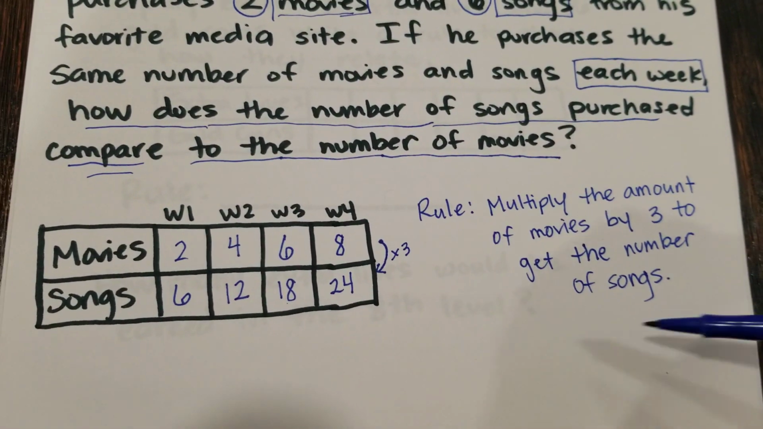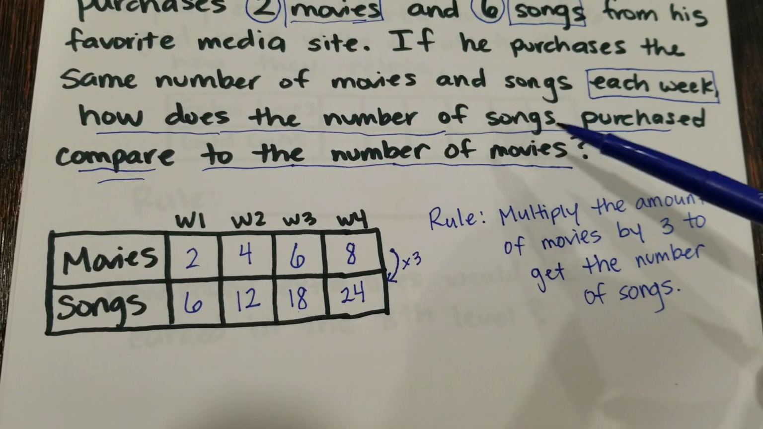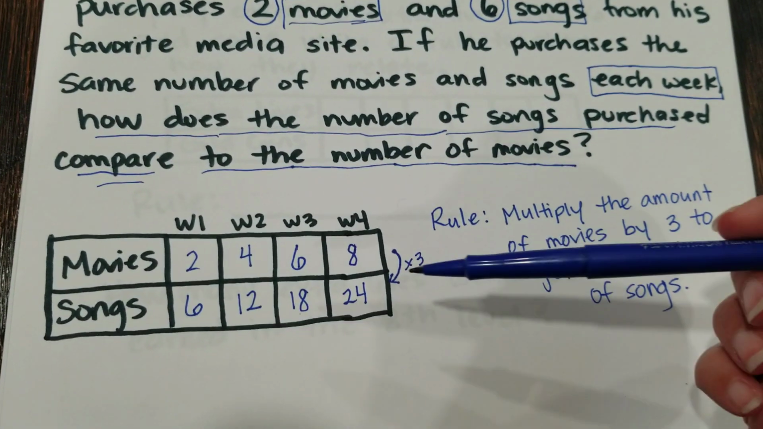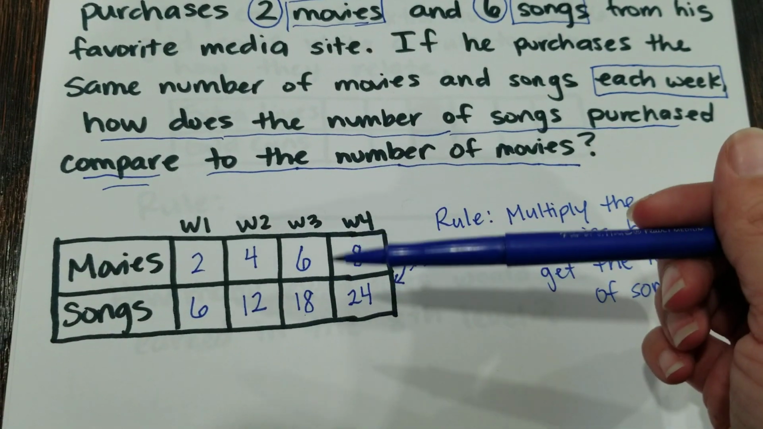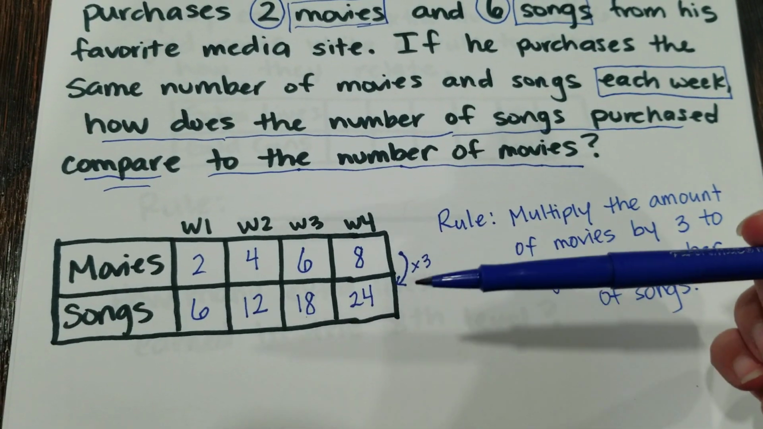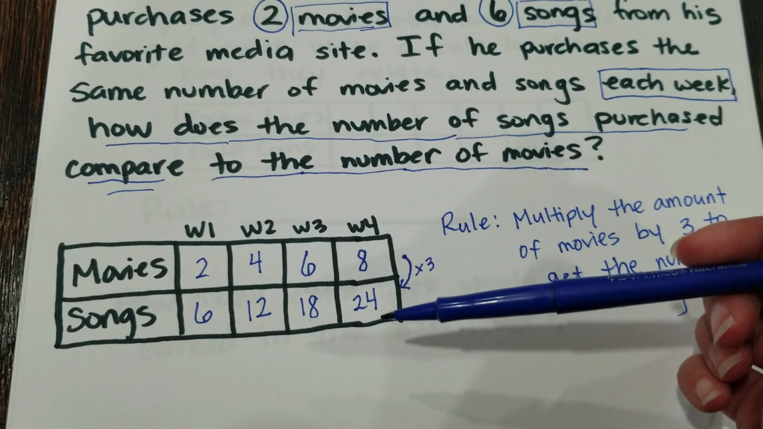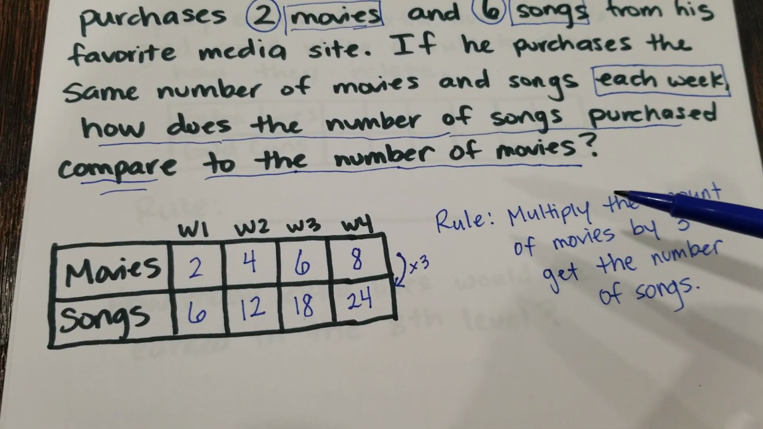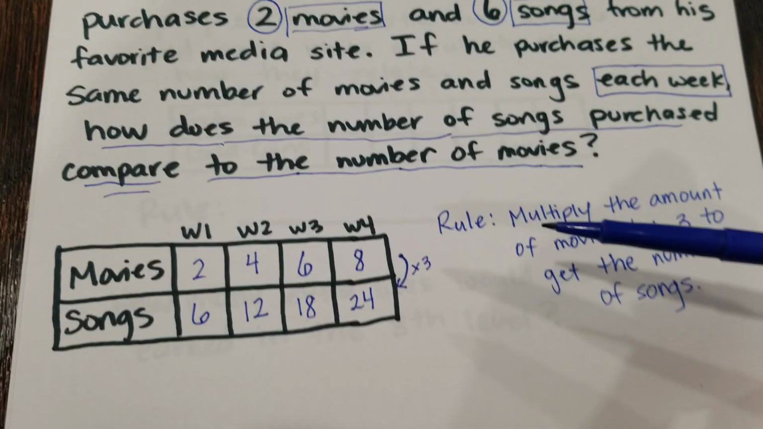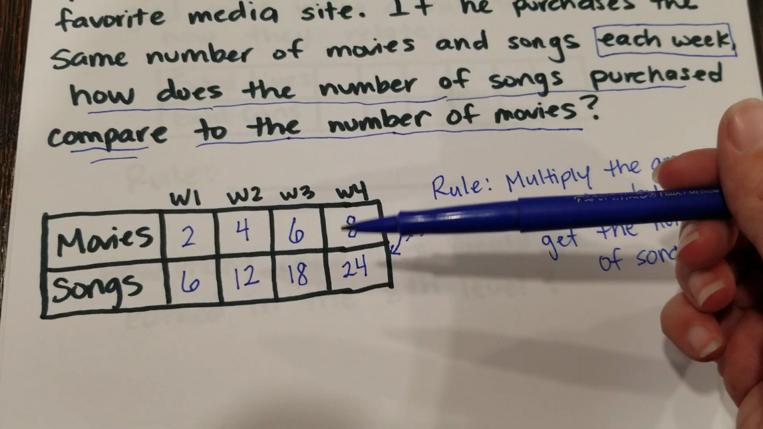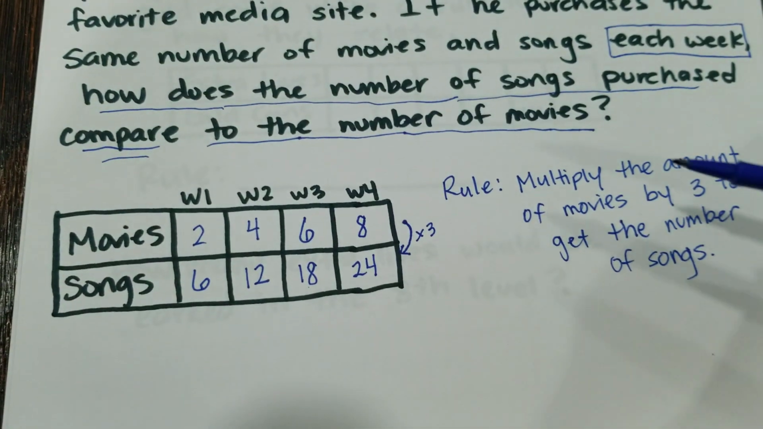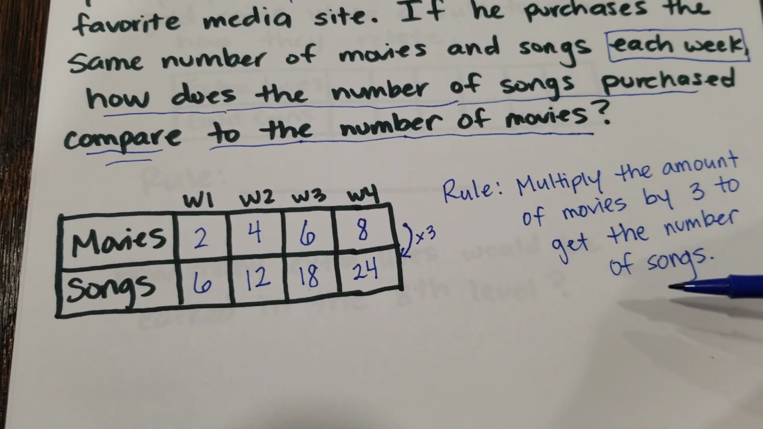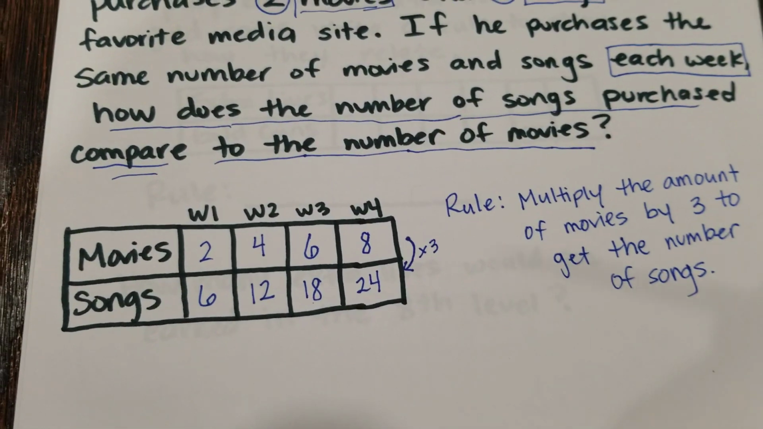All right, and that is my answer. My answer is to come up with a rule. How do these numbers compare? That was my question up here. How do the number of songs purchased compare to the number of movies purchased? Well, every single week, if you times that top number by 3, you get the bottom number. And instead of just saying multiply the top number by 3 to get the bottom number, I'm being more specific by saying, what was the top number about? It was about movies. So multiply the amount of movies by 3 to get the number of songs, which is the bottom number. Okay, so we unlocked that problem.